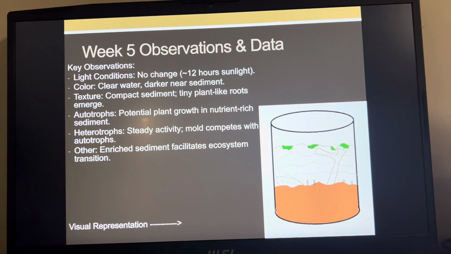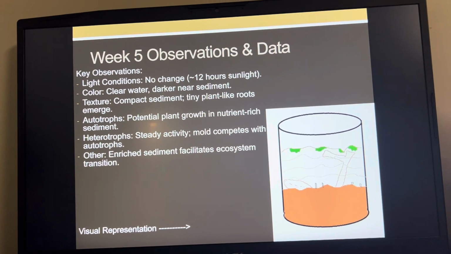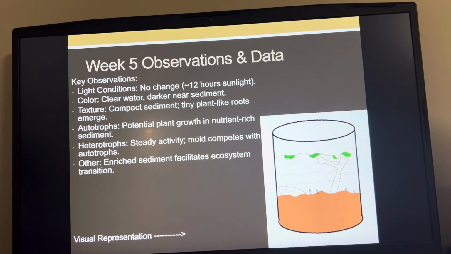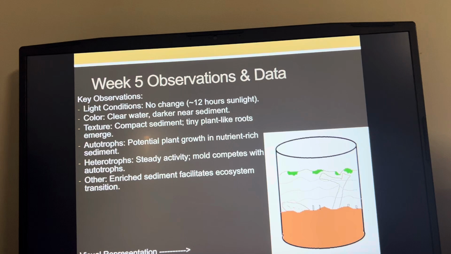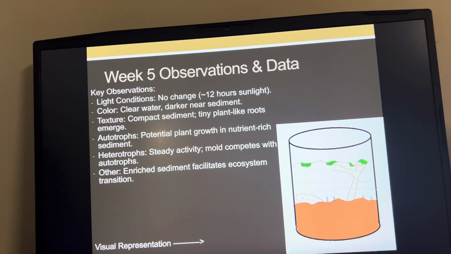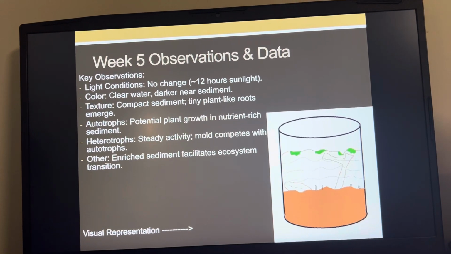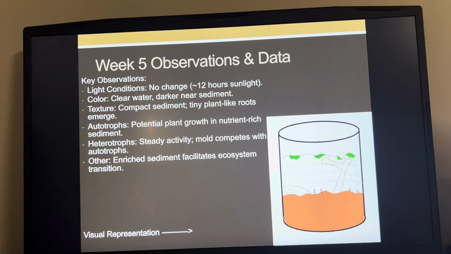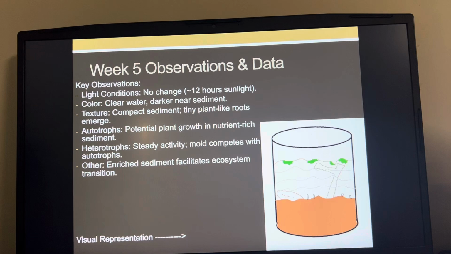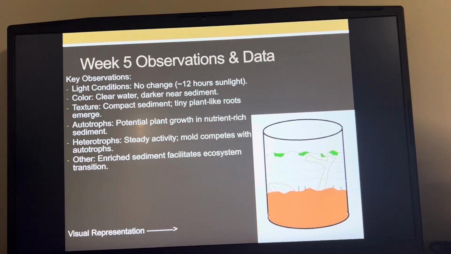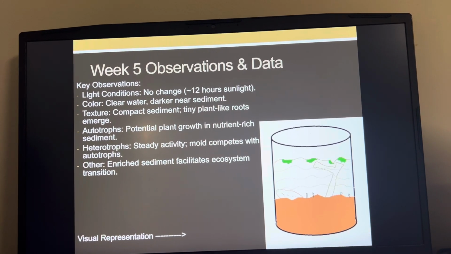By week 5, the water's clarity had noticeably improved near the surface, while the sediment at the bottom darkened due to accumulating organic matter. Small root-like structures began to emerge from the compact sediment, suggesting the potential for plant growth within the system. The development emphasized the microcosm's ability to support life in various forms. Meanwhile, mold and algae started competing for limited resources, showcasing the dynamic interactions between autotrophs and heterotrophs within the system. These observations underscored the balance between growth and decay in maintaining the system's nutrient cycle.